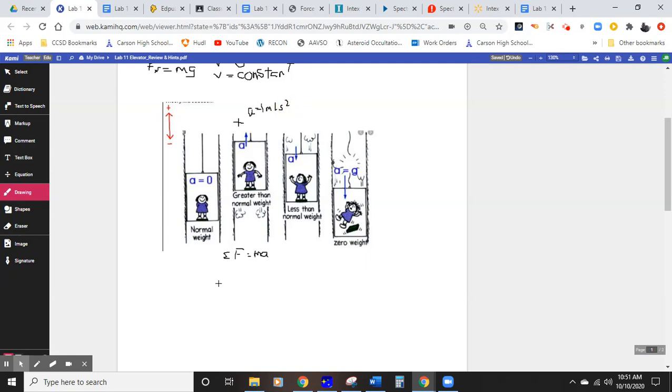So over here, we do the sum of the forces. We have the normal force acting upward, so here's the normal force, minus mg, right?